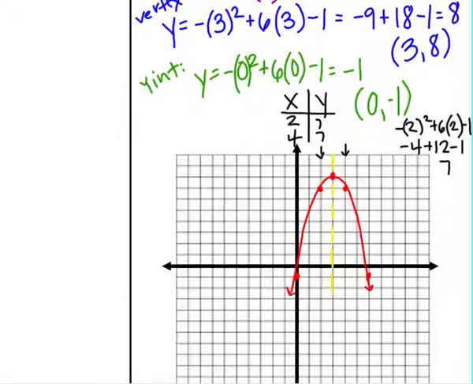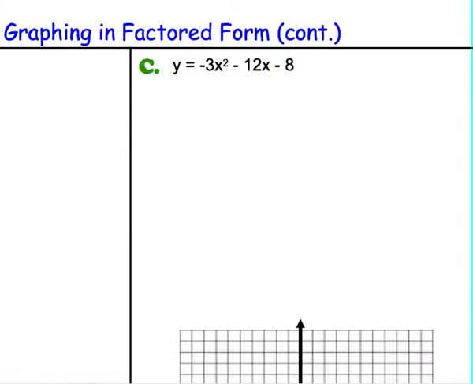Let's go ahead and try another example. I want you to try negative 3x squared minus 12x minus 8, then hit play when you are done. Let's start with that axis of symmetry.